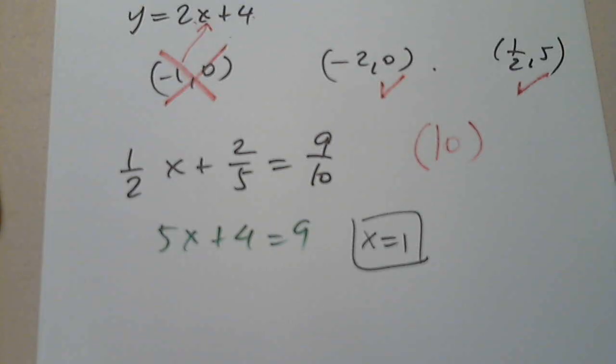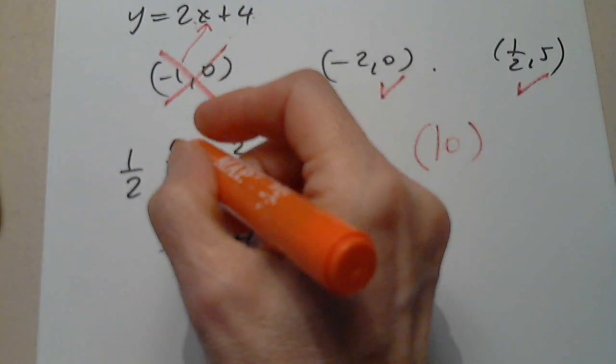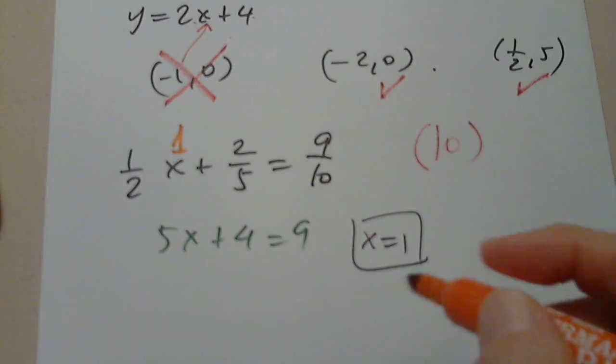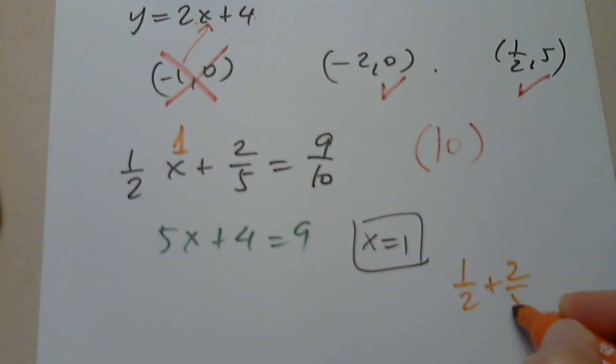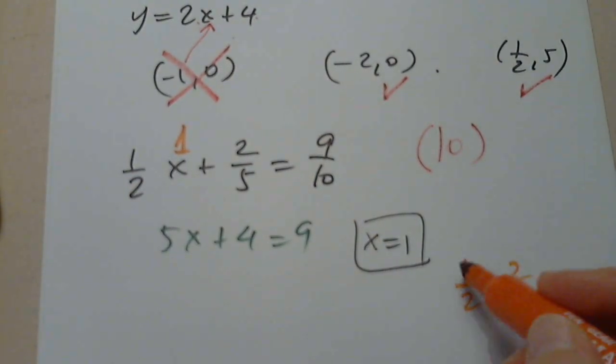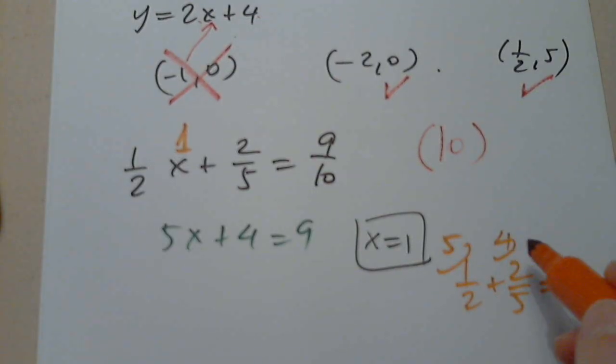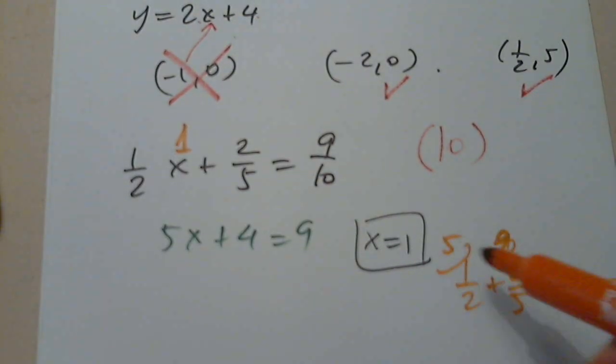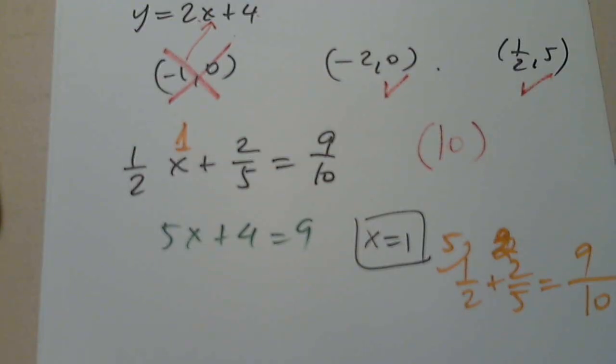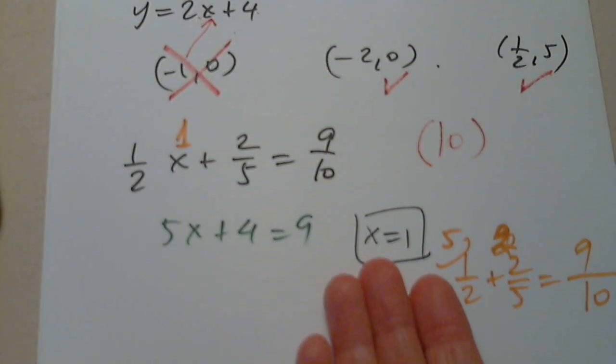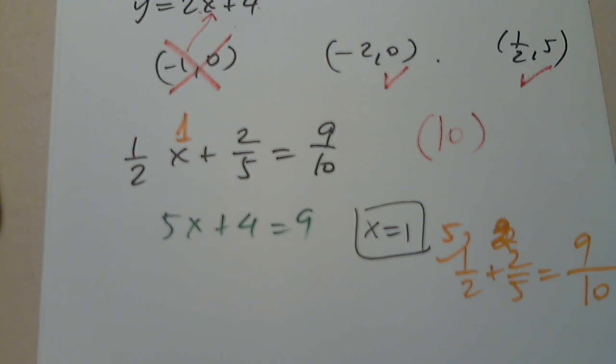Is it true? I don't know. But it takes a blink to verify. 1/2 plus 2/5. The least common denominator is 10. This one needs a 5. This one needs a 2. Sorry. So 5 plus 4 is 9. Done. And now confidently, I will enter x equals 1 because I know I will not make a mistake.